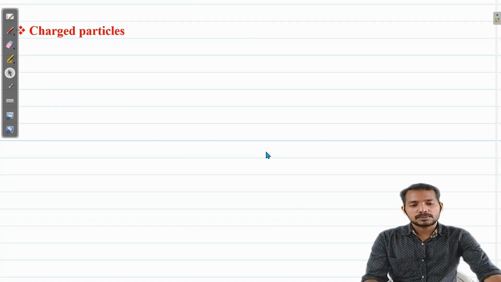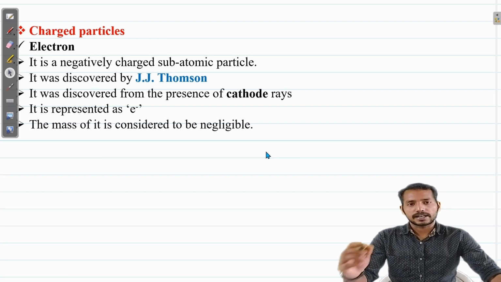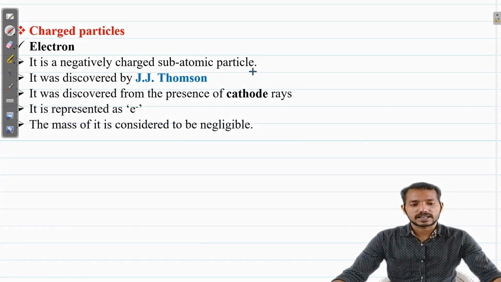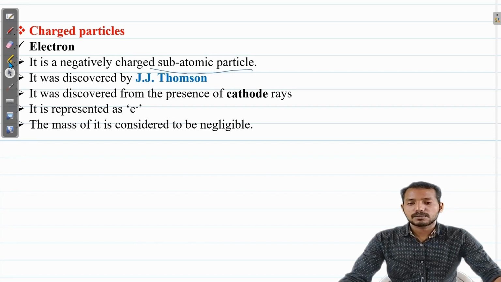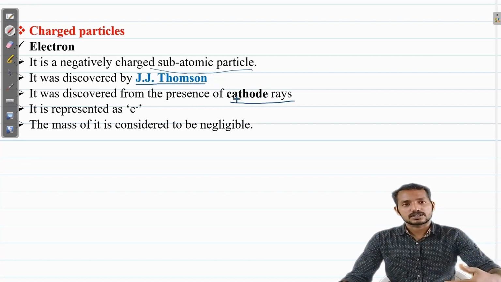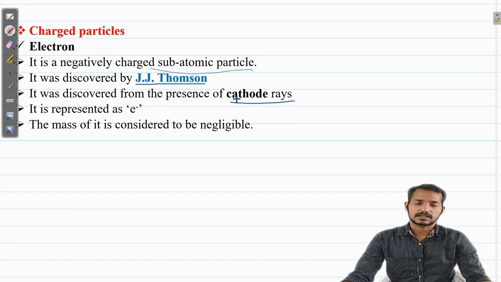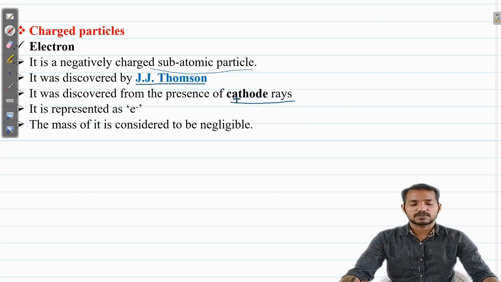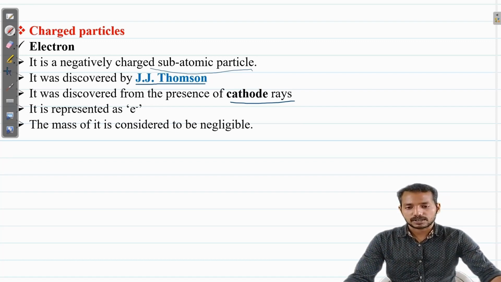The first charged particle is the electron. The electron is a negatively charged particle, and it was discovered by J.J. Thomson with the help of cathode rays. Cathode rays consist of negatively charged particles. That experiment is actually not part of our syllabus.